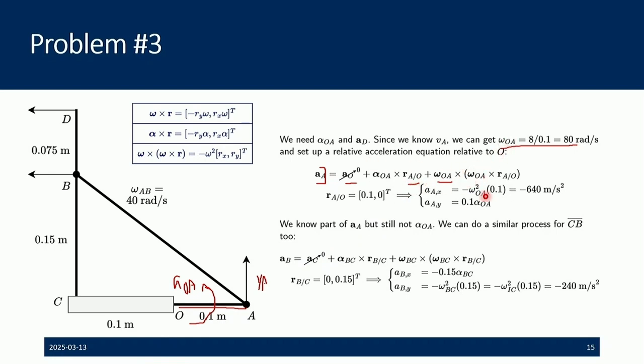If you evaluate the cross product formulas using these formulas up here, you can get this simplification. Using the fact that the position vector RA with respect to O is positive 0.1 in x and 0 in y, your absolute acceleration x component should be minus omega squared times 0.1. That's going to be minus 640 meters per second squared. And the y component will be 0.1 times alpha OA, which we don't know yet. So we've simplified something here. Now we figured out one of the components of the acceleration at A, the absolute acceleration, but we still have one unknown here.